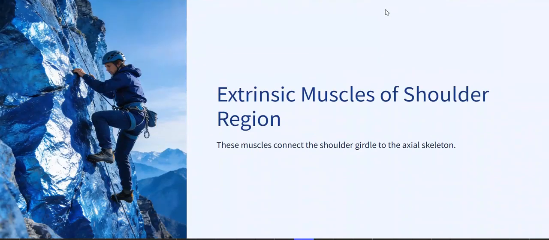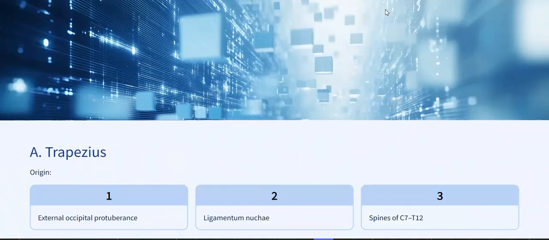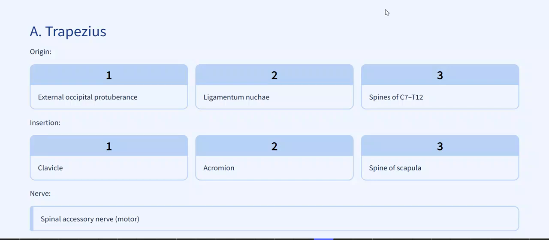3. Extrinsic muscles, Axioscapular and Axiohumeral. These muscles connect the upper limb with the axial skeleton. A. Trapezius. Actions. Upper fibers: elevation. Middle fibers: retraction. Lower fibers: depression of.